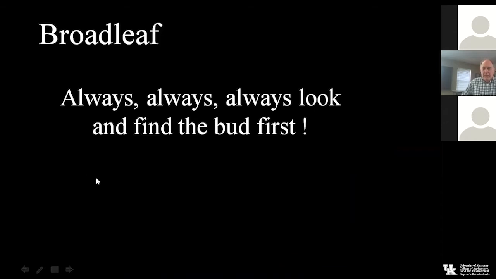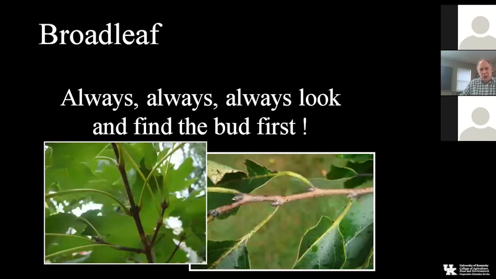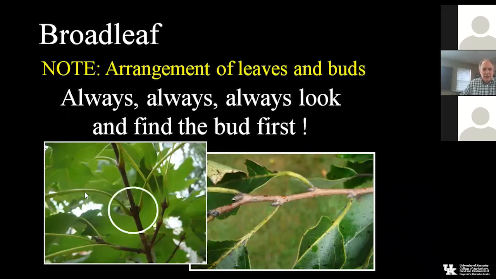ornamentation on it. Now, when you go to identify a broadleaf, I can't repeat enough, you always look and find the bud first. You have to find the bud first to be able to do any identification. Here's the 2 things that you need to know about the bud. These are the buds right here. I wanted to leave the leaves on so that you can see not only the bud, but also where the leaves are. And here are buds over here, but these 2 pictures show 2 different characteristics.